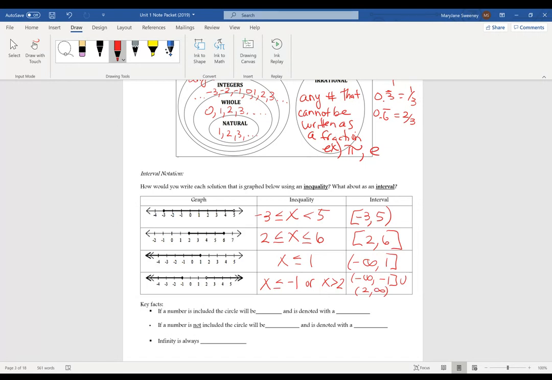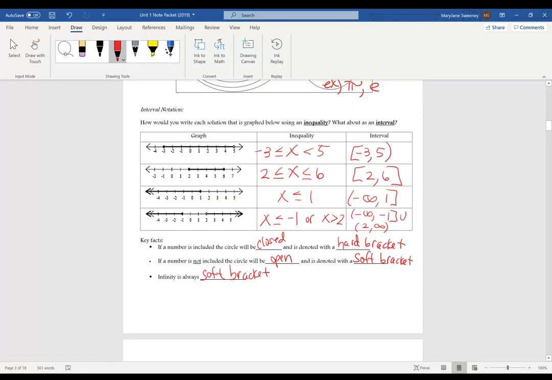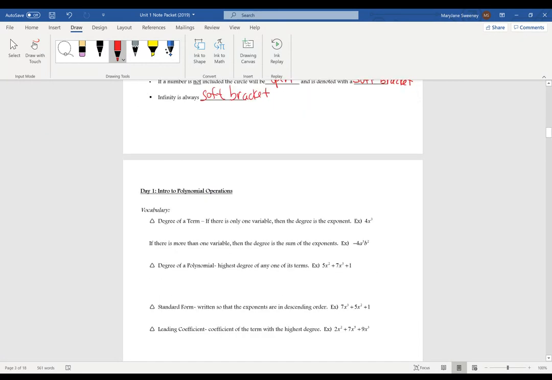If a number is included, the circle will be closed, and that is denoted with a hard bracket. And if the number is not included, the circle will be open, which is denoted with a soft bracket. Infinity is always a soft bracket because basically you cannot count infinity. It's not a value.